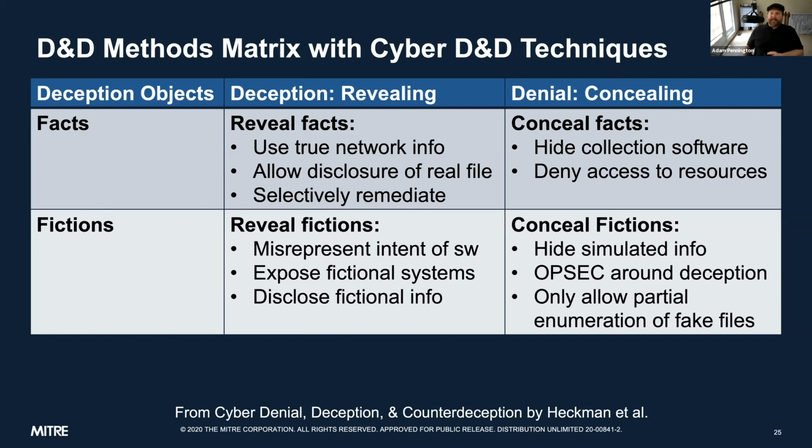We might want to hide some of the real environment or real resources. Maybe we don't want the adversary pivoting from capability into other parts of the network. And then conceal fictions is generally the close to empty part of a denial and deception matrix. And so we may want to hide some of the simulators we're doing, or just look at our overall OPSEC picture of actually hiding the deception.